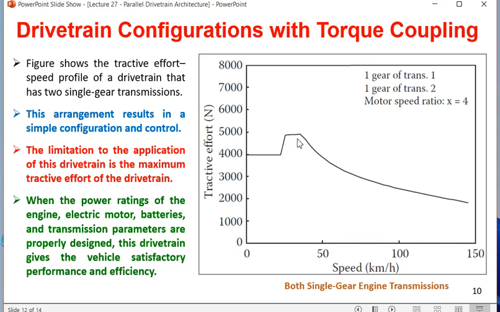When the power ratings of the engine, electric motor, batteries and transmission parameters are properly designed, this drivetrain gives the vehicle satisfactory performance and efficiency. So design consideration has to be done very properly in the case of single gear in both transmissions. In the previous two cases the power was high. In this case, when both single gear transmissions are used, the design has to be perfect to satisfy the vehicle drive characteristics.